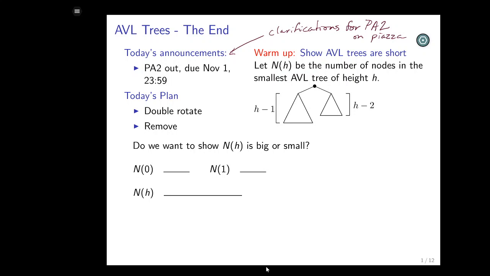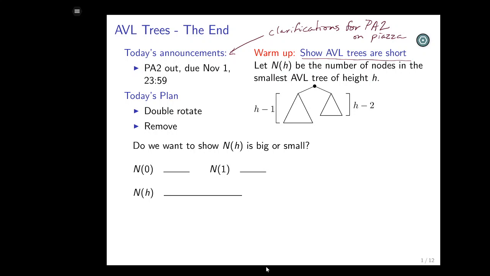But before we do that, we have to warm up. This is an extremely interesting warm-up. It's a question about how do you show that AVL trees are short? We know that AVL trees are no more than some constant times log n in height. This is supposed to give you a feeling that you understand why that's true. In fact, it'll prove that it's true.